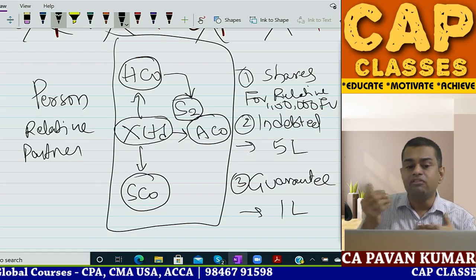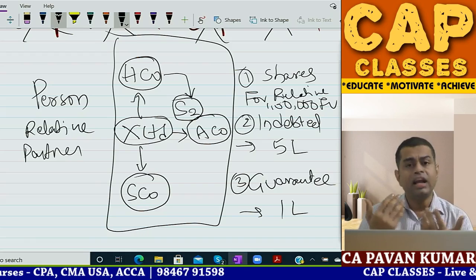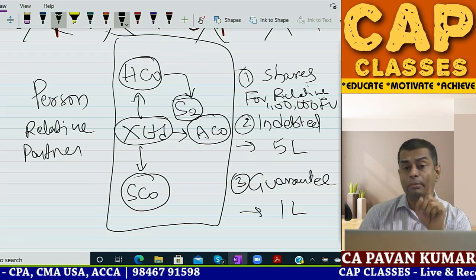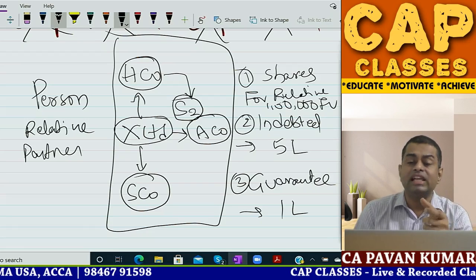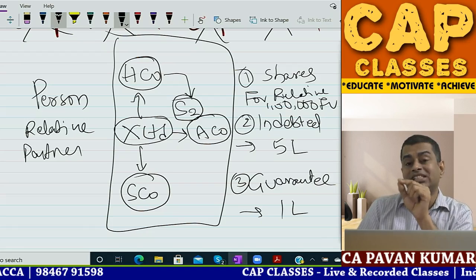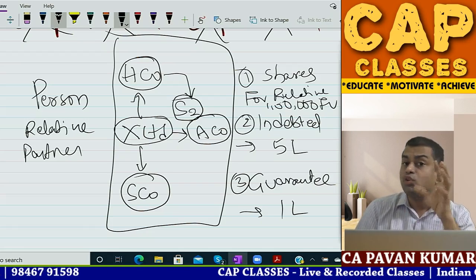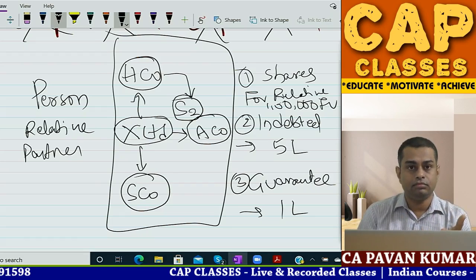My relative can hold shares in X Limited. I cannot hold shares in X Limited. My relative can hold shares in X Limited. And remember another thing, at CA intermediate level, there will be no question in the exam where you will verify whether the other person, Mr. B, is related to Mr. A. That question will not come in the exam. In the exam, they'll say B is a relative.